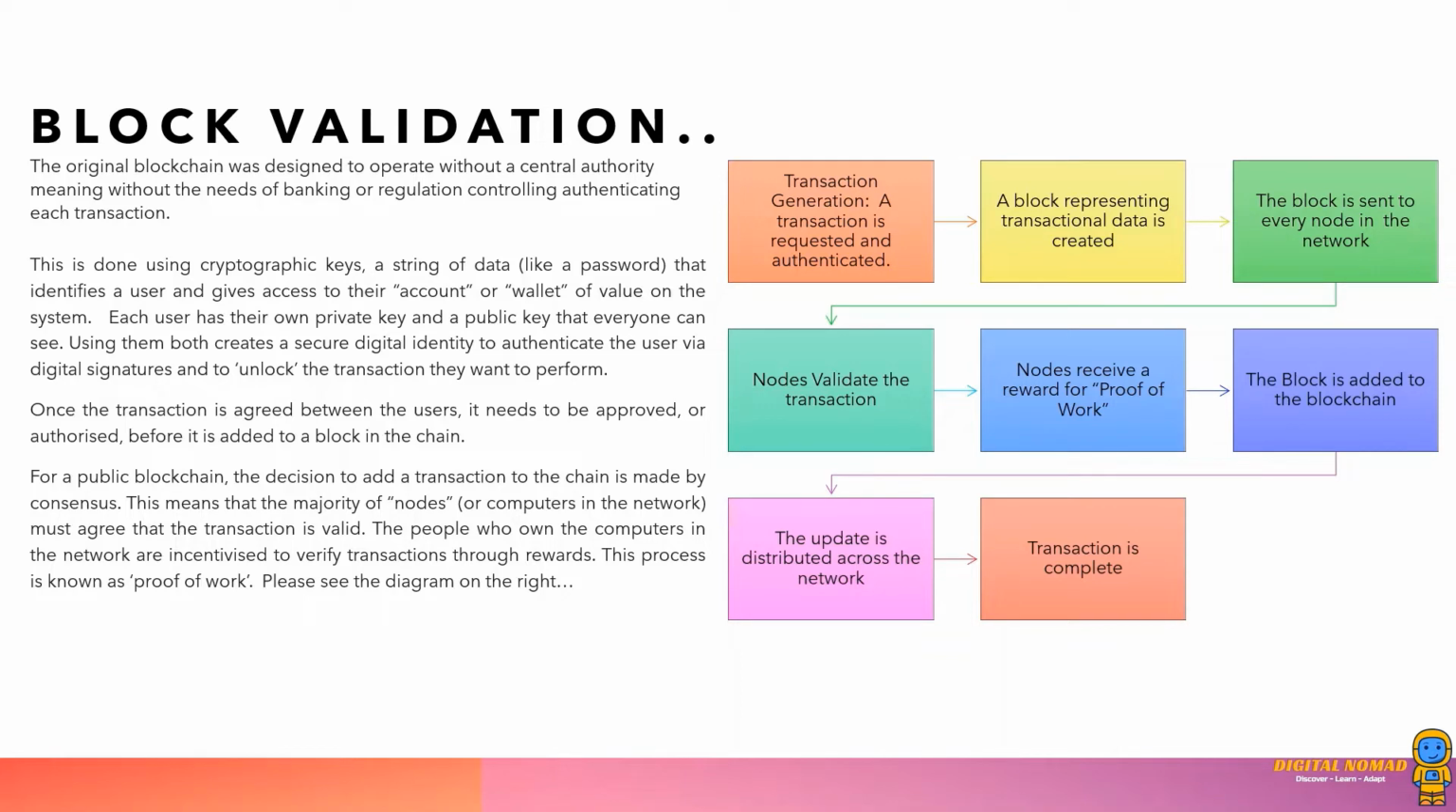they want to perform. Once the transaction is agreed between the users, it needs to be approved, or authorized, before it is added to a block in the chain. For a public blockchain, the decision to add a transaction to the chain is made by consensus. This means that the majority of nodes, or computers in the network, must agree that the transaction is valid. The people who own the computers in the network are incentivized to verify transactions through rewards. This process is known as proof of work. Please see the diagram on the right. This illustrates the entire validation process.